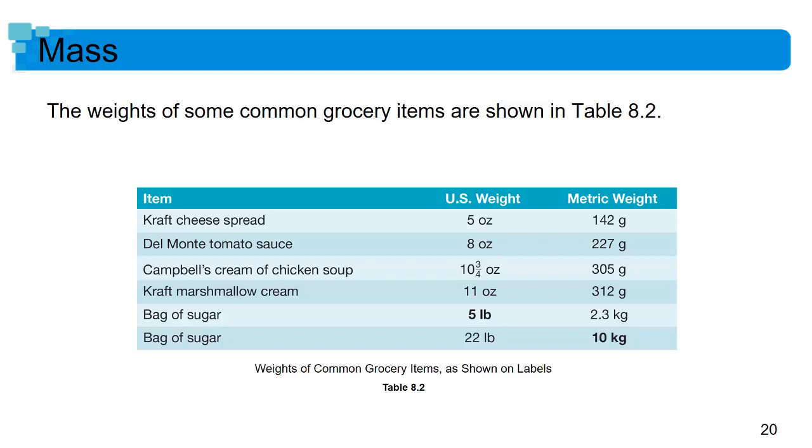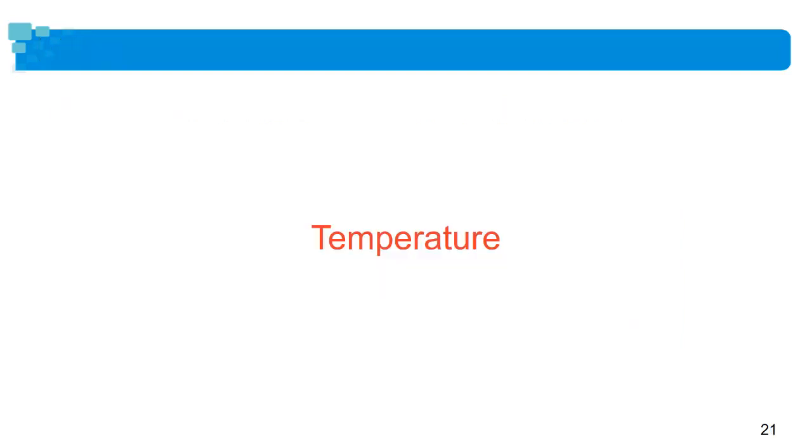22 pounds is 10 kilograms because I mentioned in a previous video that the conversion from metric to US for weights, for masses, is 2.2 pounds per kilogram.